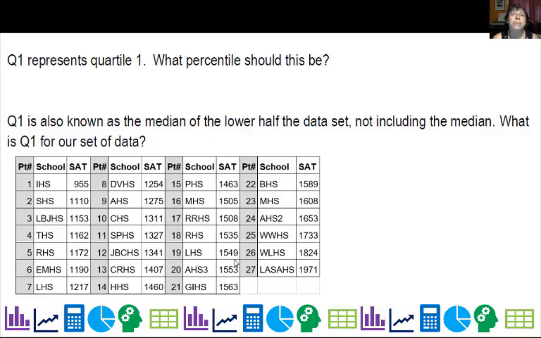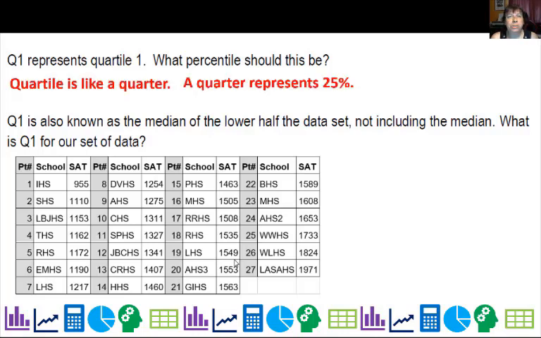So Q1 represents quartile 1. What percentile do you think this should be? Well, quartile is like a quarter, and a quarter represents 25%, so it should be the 25th percentile. You can also look at it as the median of the lower half of the data set, not including the median for the entire data set.